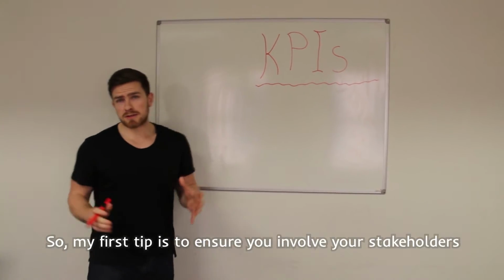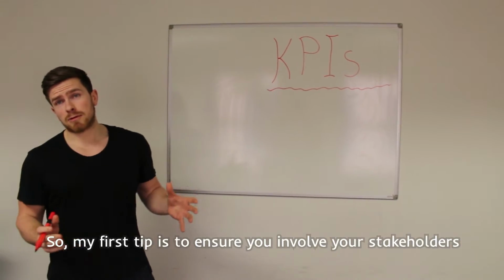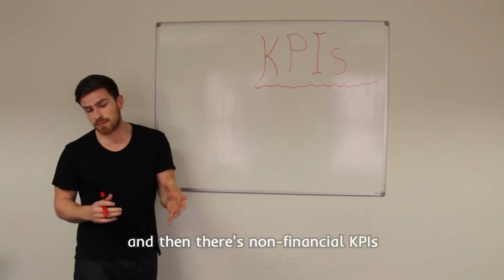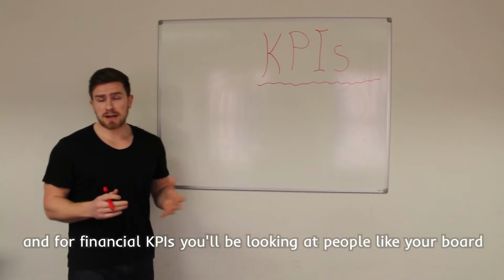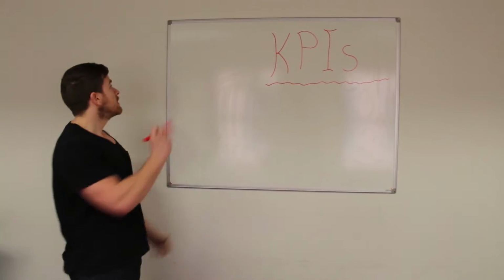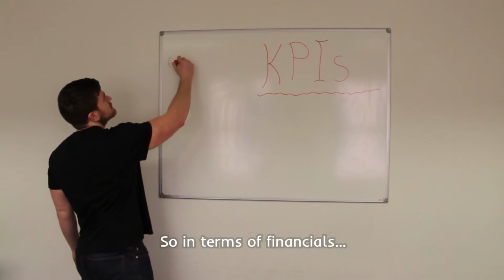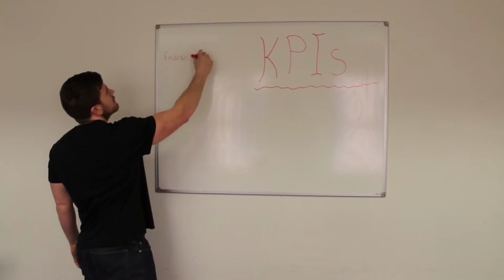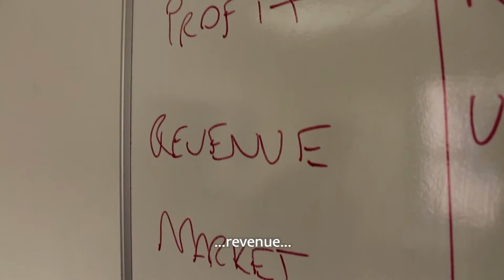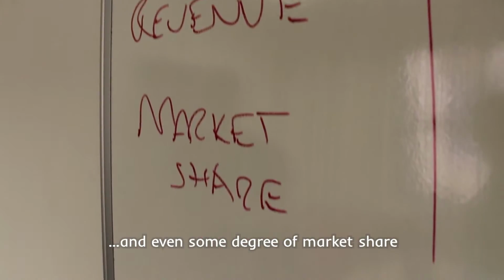So my first tip is to ensure you involve your stakeholders. As I previously alluded to, there's financial KPIs and then there's non-financial KPIs. For financial KPIs, you'll be looking at people like your board. So in terms of financials, there'll be things like profits, revenue, and even to some degree market share.